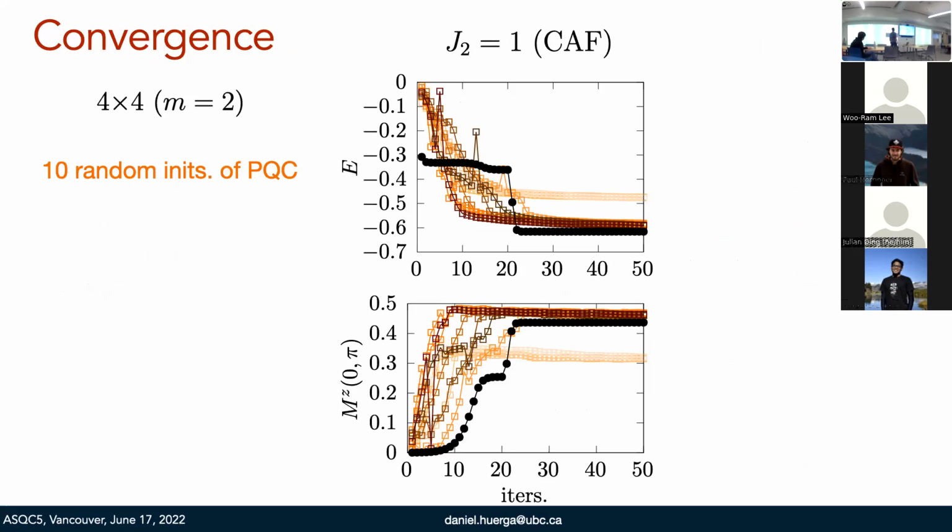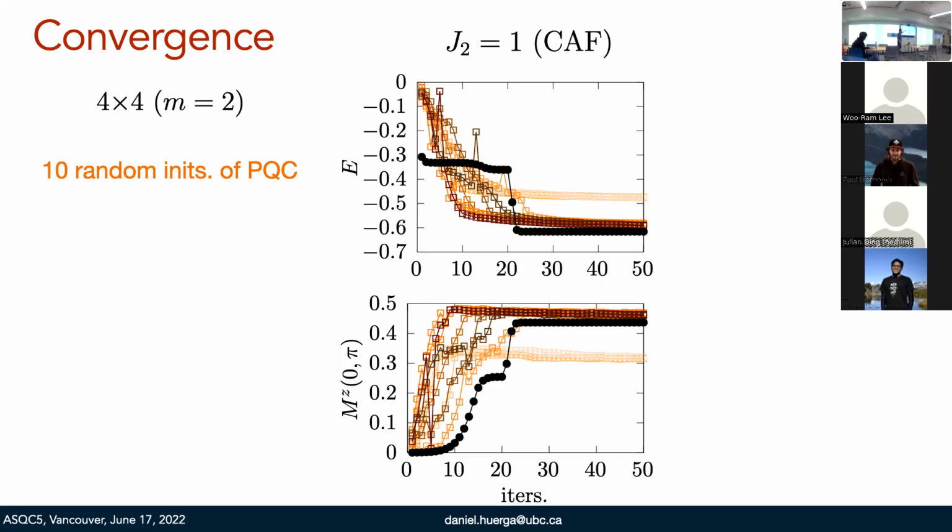And the last benchmark result is the convergence, to see how this hybrid algorithm would converge, and how the barren plateaus may affect it. Here I'm showing results for a 4x4 cluster with M=2 macro layers, 10 random initializations of the parameterized quantum circuit in orange, and the reference results are the black dots that correspond to the 4x4 classical cluster-Gutzwiller.